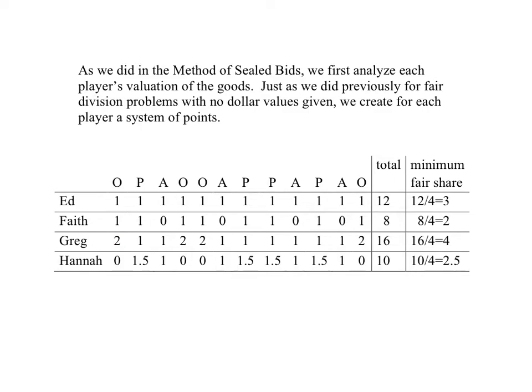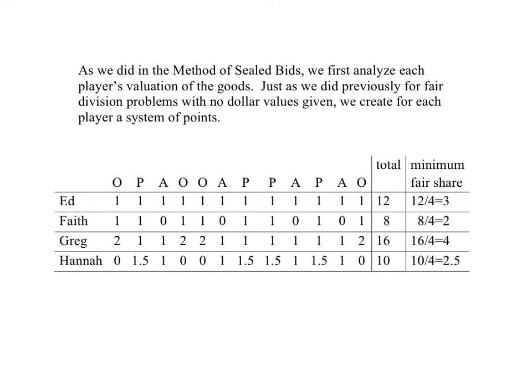And finally, Hannah was the one who liked pears 1.5 times more than apples. So let apples be worth 1 Hannah point and pears 1.5 Hannah points. But she also didn't like oranges at all. So each orange is worth 0 Hannah points. Terrific. So Ed is looking at 12 Ed points worth of fruit. His minimum fair share amount is 3 Ed points.